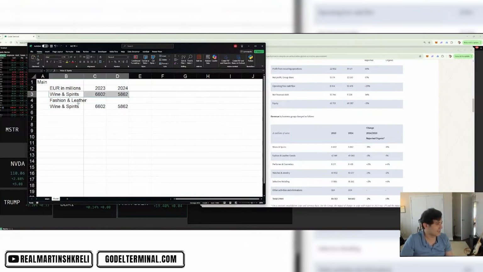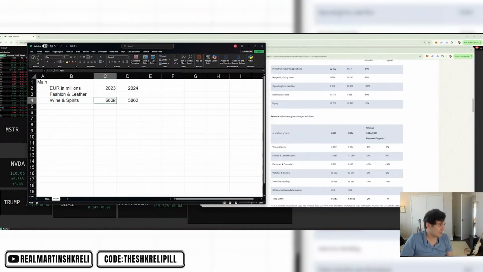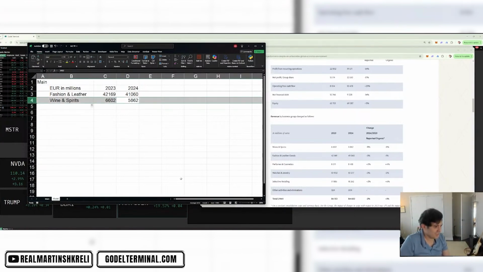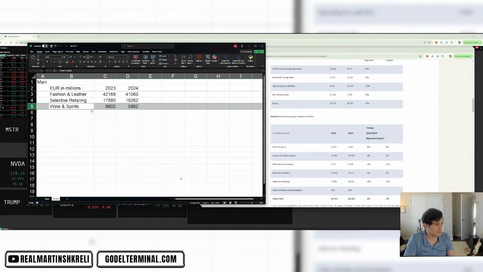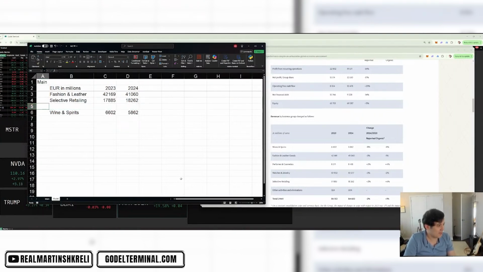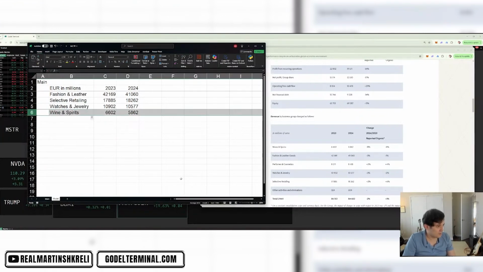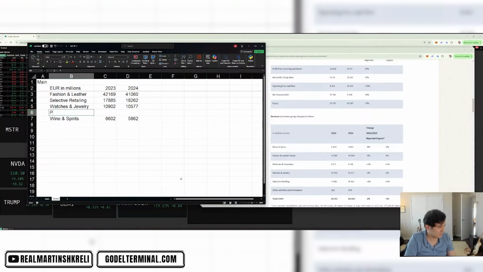So I'm going to put this there and just, why not put it in order, right? 42 billion euros of fashion and leather. 6 billion in wine and spirits. Selective retailing. That's like intelligent leverage. Selective retailing. 17,885, 18. That's the only business that grew. Watches. They own Tiffany. So this is watches and jewelry. Perfume and cosmetics.